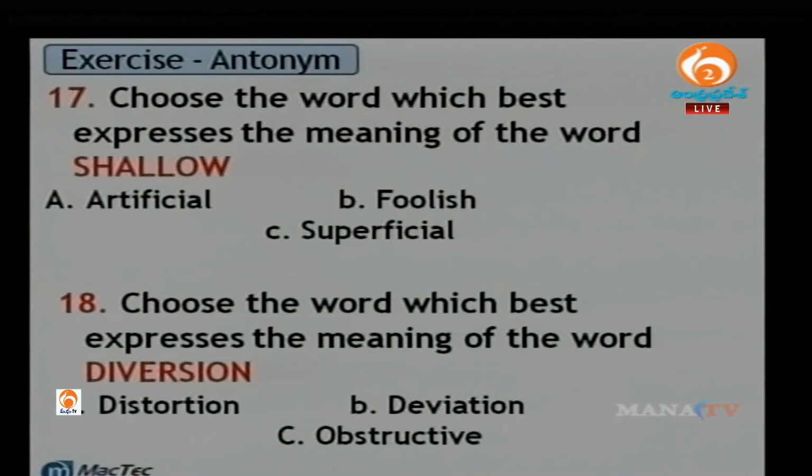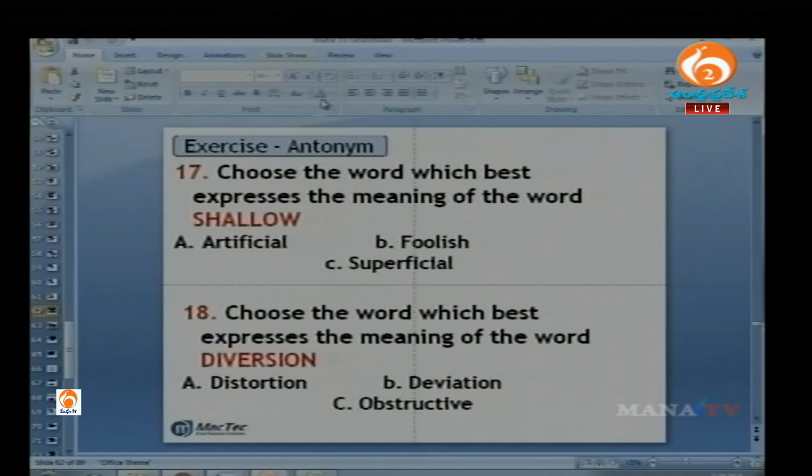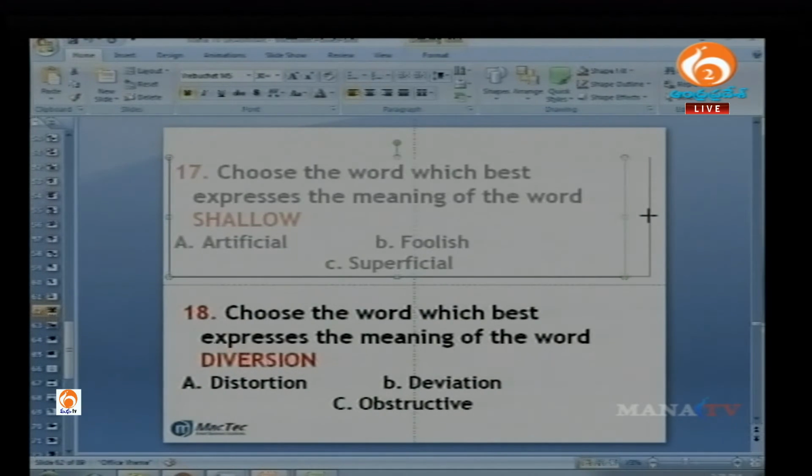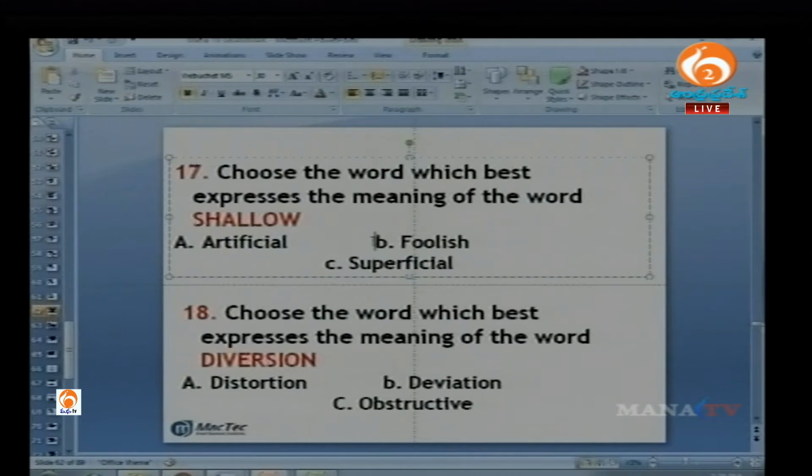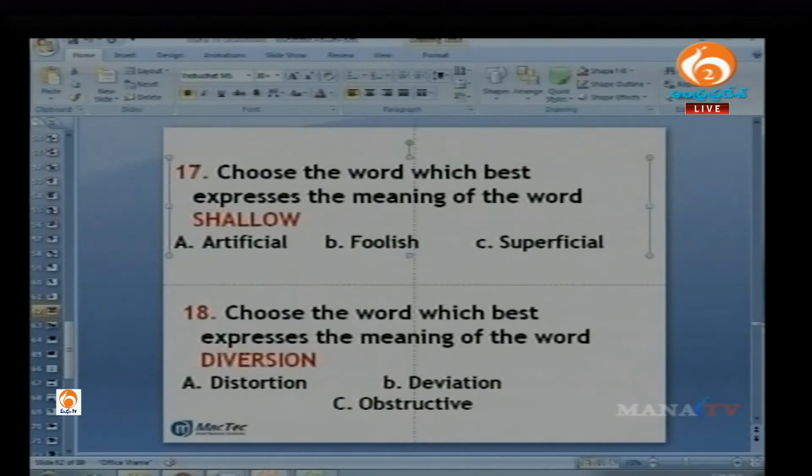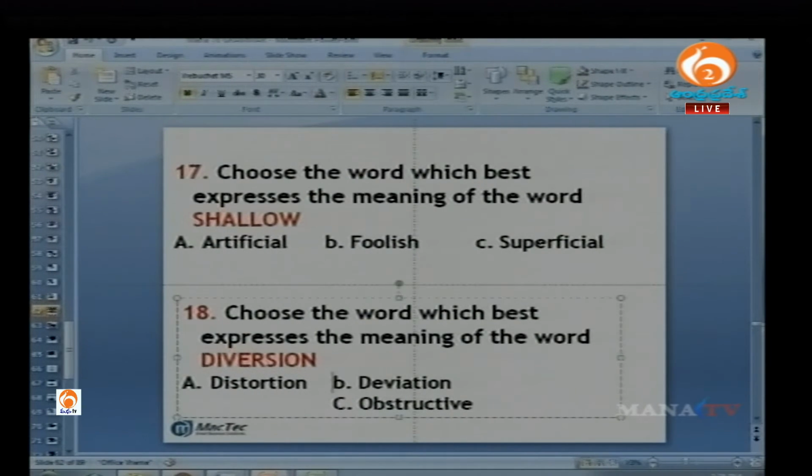All right. Question number 17. You need to pick the antonym. Choose the word which best expresses the meaning of the word shallow. So I need to change the header here. I'm just changing the alignment so that it's easy for you to see it.